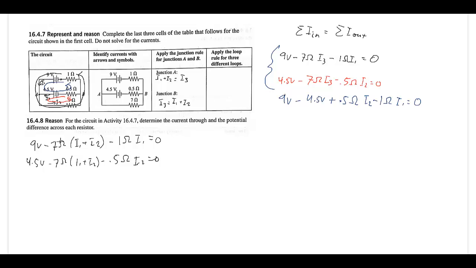Equals 0. I'm going to simplify and distribute the 7 ohms to both of these, and then I'm going to combine like terms, which is going to give us something that looks like this. Video magic.